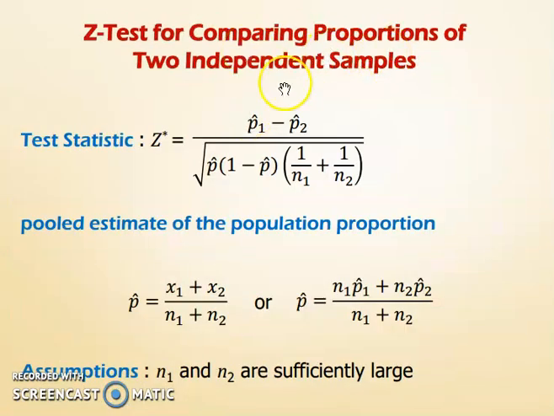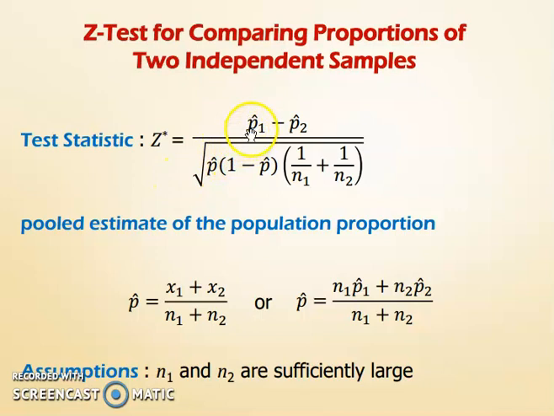When comparing proportions of two independent samples, we are using the z-test. Here we are assuming that n1 and n2 are sufficiently large. Because of this, we are able to use the normal distribution as a close approximation to the binomial distribution. So the test statistic will be z stat, which is equal to P1 hat minus P2 hat over all this.